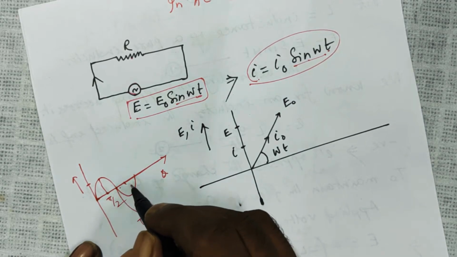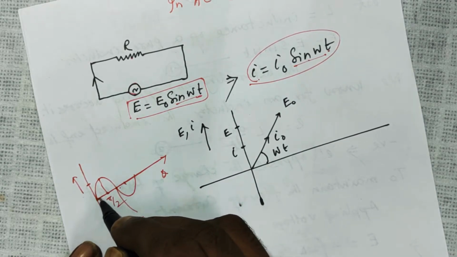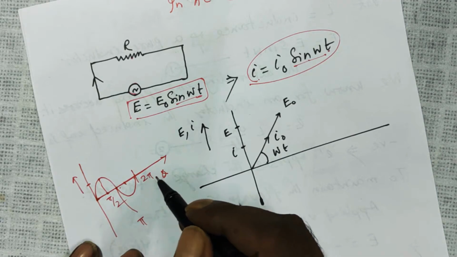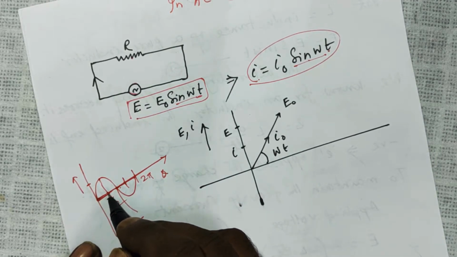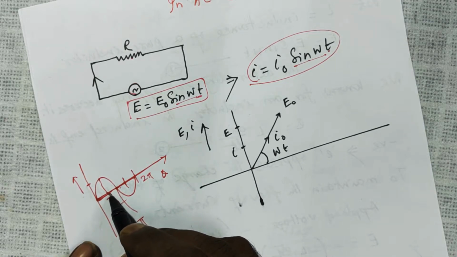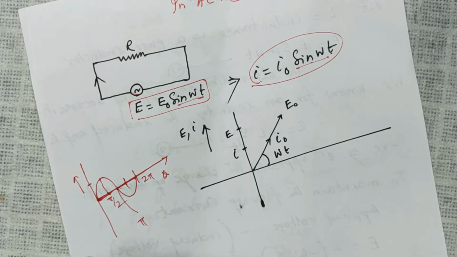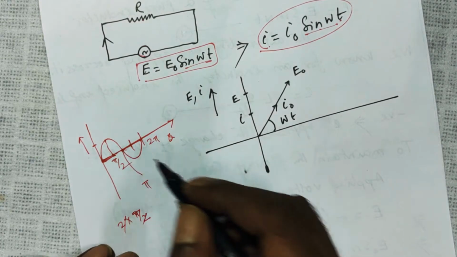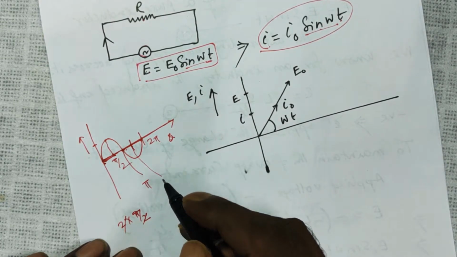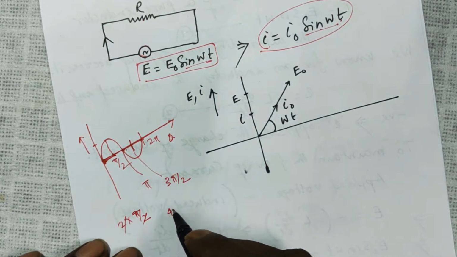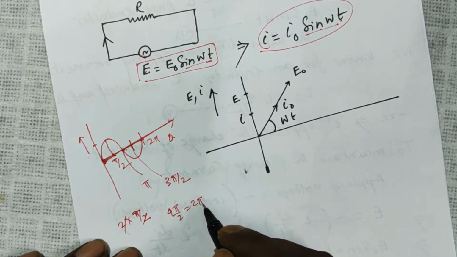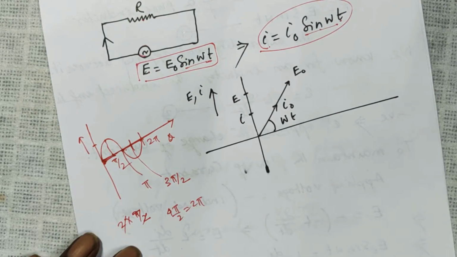Then here I have divided from here to here, which is 2 pi, into 4 equal parts, 1, 2, 3, 4. So each part is pi by 2. From here to here pi by 2, from here to here pi by 2. So from here to here is 2 into pi by 2, that is equal to pi. So from here to here will be 3 pi by 2. From here to here will be 4 pi by 2, that is equal to 2 pi. And this is the graph of a sine function.